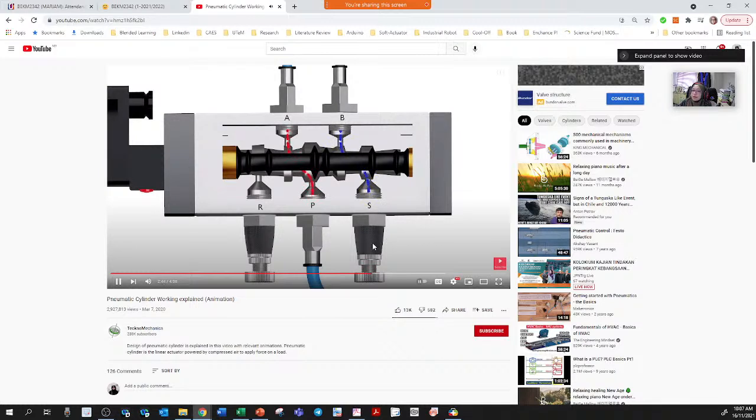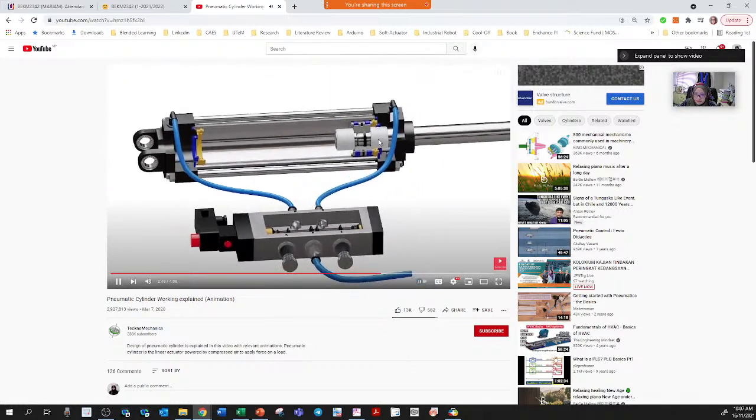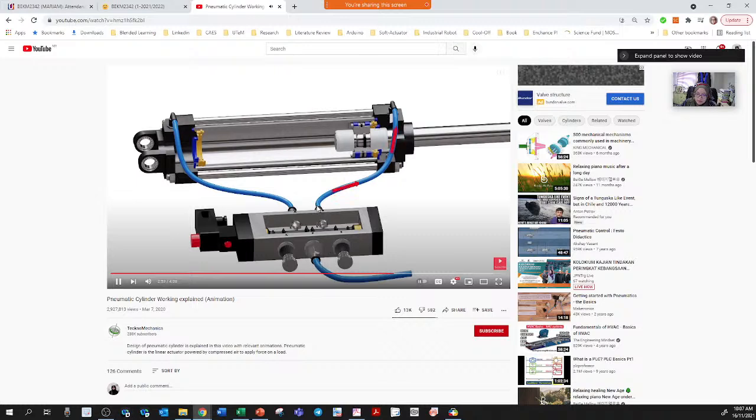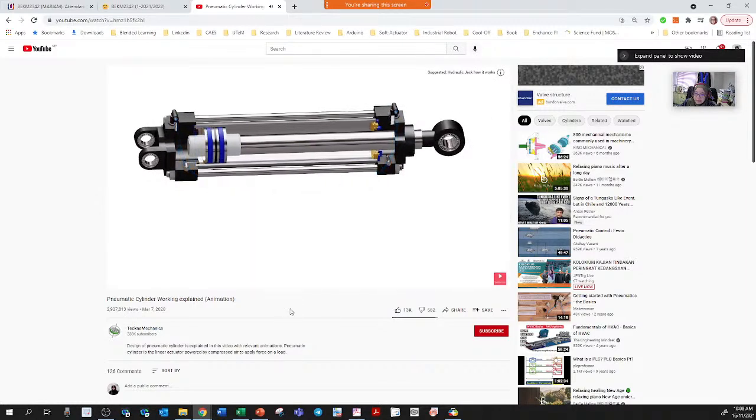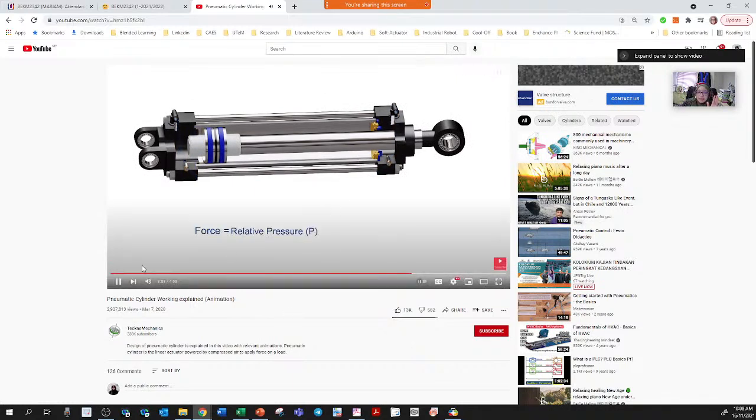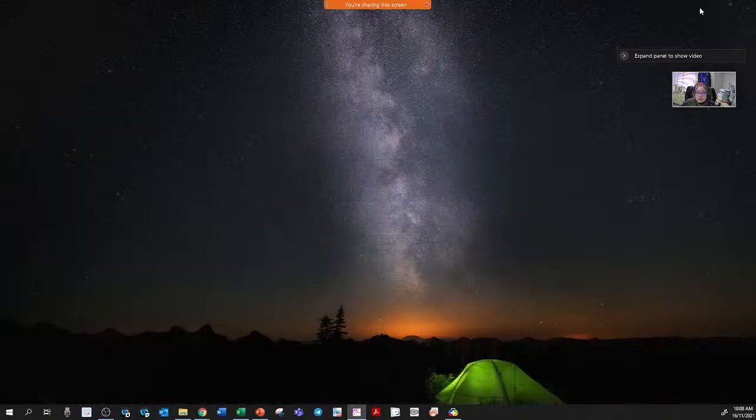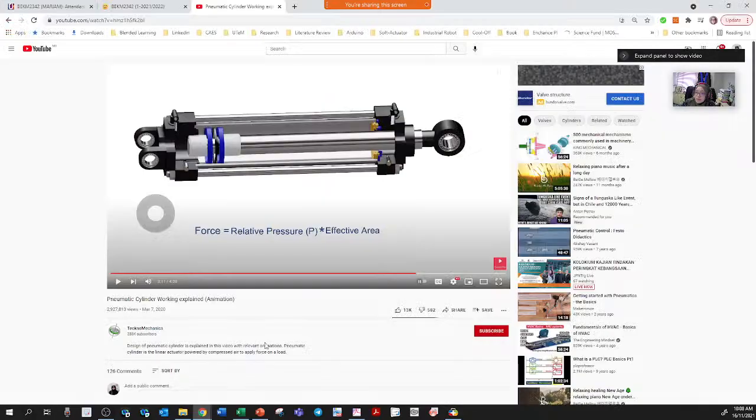It lets the air out, and it repeats when you apply the signal in the other direction. If you give the signal so that air goes to this point, air pressurizes inside here, the air on the other side exhausts out the left part, and the rod retracts. The video I showed you is a double acting actuator, not a single acting actuator.